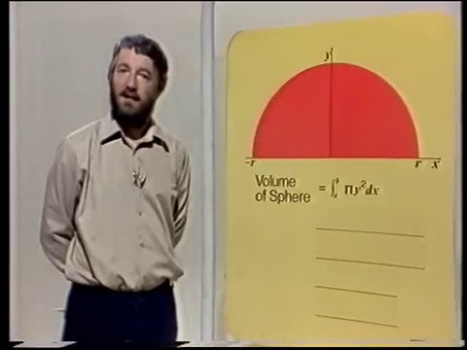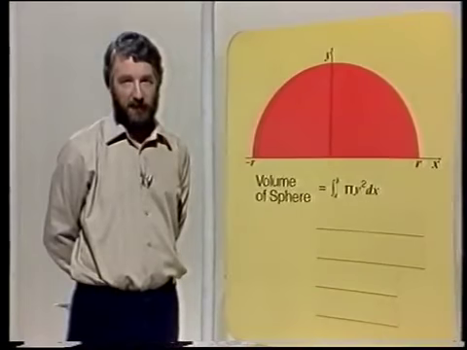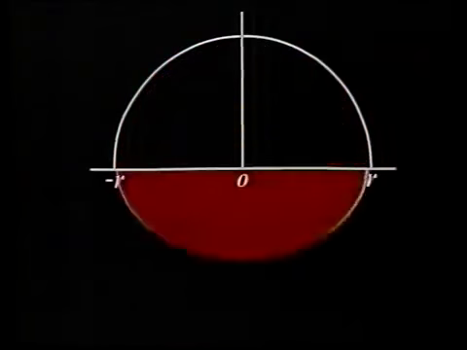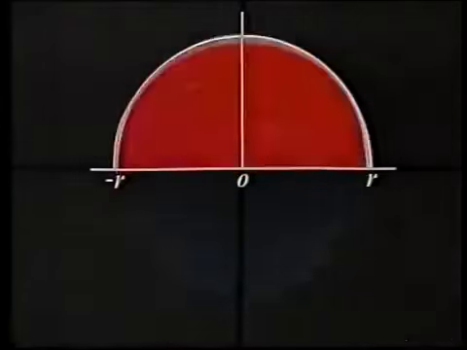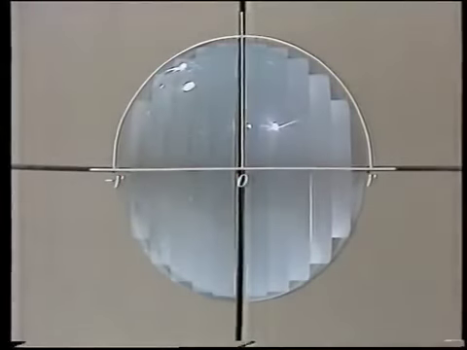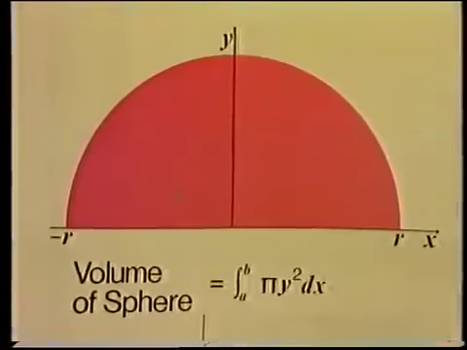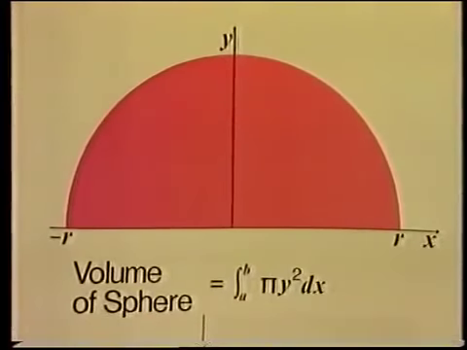Let's return now to our sphere of radius r. Firstly, we can see that a sphere is a volume of revolution. The area between this semicircle and the x-axis, when rotated, generates a sphere. Here's the formula for the volume. We need to do two things. First, get the limits. They are minus r and r. Second, we need to get a formula for y.